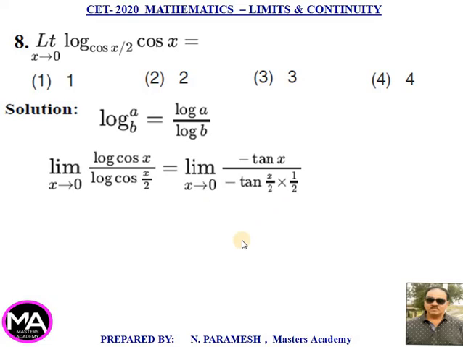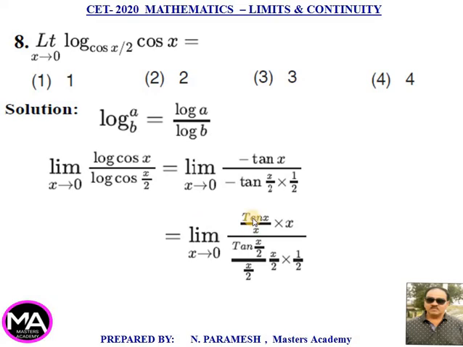1 divided by cos x by 2. Derivative of cos x by 2 is minus sin x by 2. Derivative of x by 2 is 1 by 2, that is minus tan x by 2 into 1 by 2. This is equal to limit x tends to 0, tan x, multiply and divide by x, tan x by x, divided by tan x by 2, multiply and divide by x by 2, into 1 by 2. After applying the limit, this value reduces to 1, this value reduces to 1, x and x get cancelled. 2 2s are 4 shifted to numerator, that is equal to 4, that is there in option 4th one.